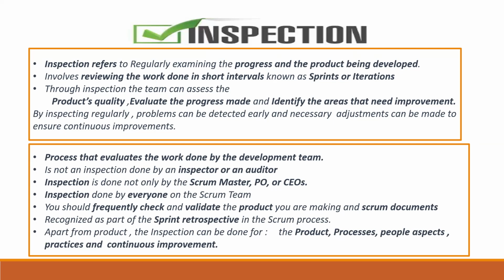And inspection is not done by an inspector or an auditor. Inspection is done not only by the Scrum Master, product owner, or CEOs. Inspection can be done by everyone on the Scrum team. The only thing we need to do is frequently check and validate the product we are making, and the related Scrum documents have to be maintained. And we need to recognize this as a part of the sprint retrospective in the Scrum process. Inspection is not apart from the product. The inspection can be done for the product, process, people, aspects, practices, and continuous improvement.